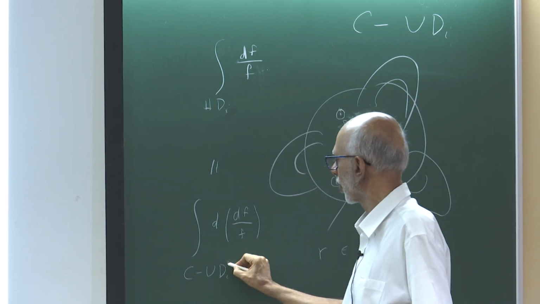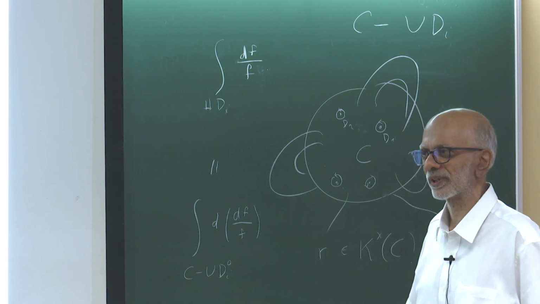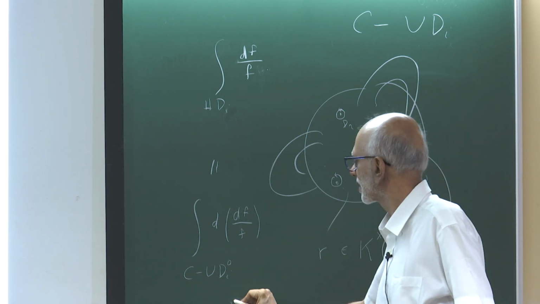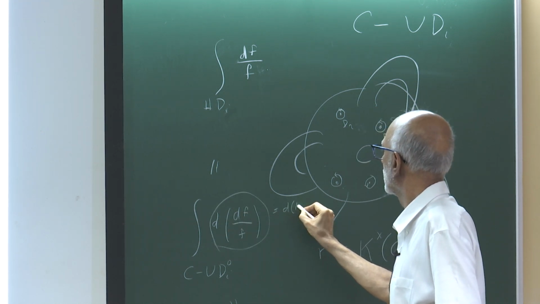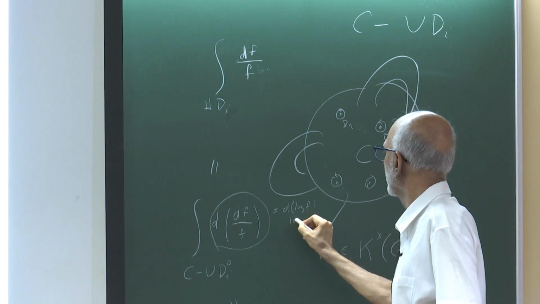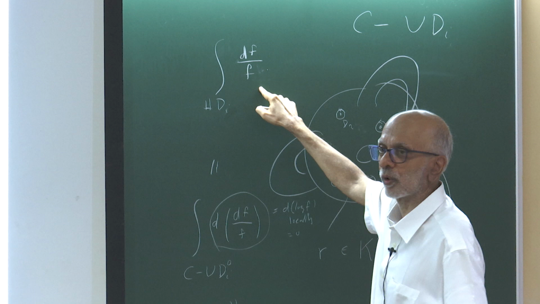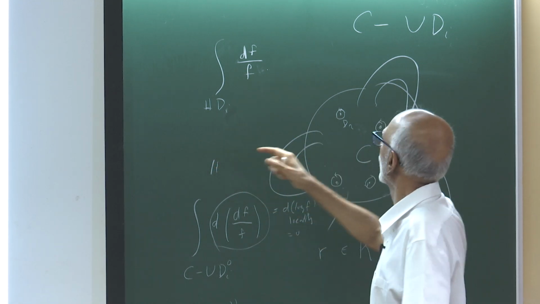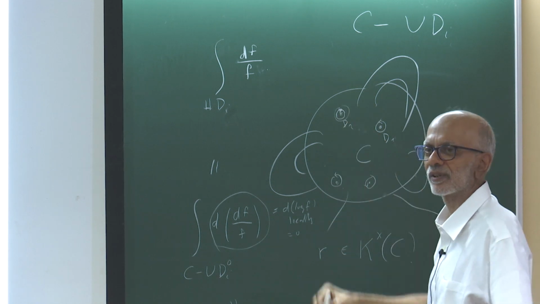So there you remove the open disks. I want a manifold, doesn't matter. The integral is going to give the same answer. And this is therefore 0, because this term is 0, log f locally. Therefore, this is 0. And now choose a complex coordinate z around this disk.